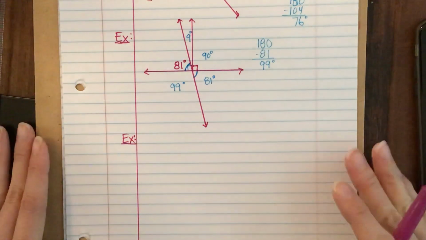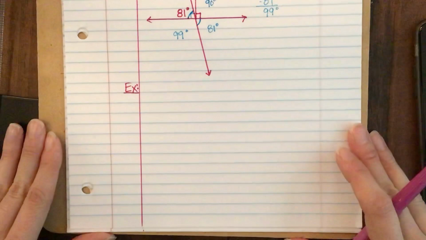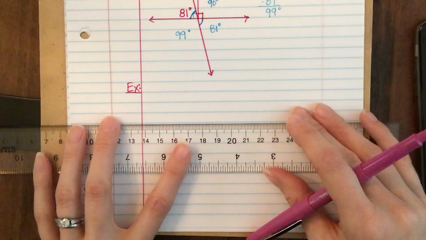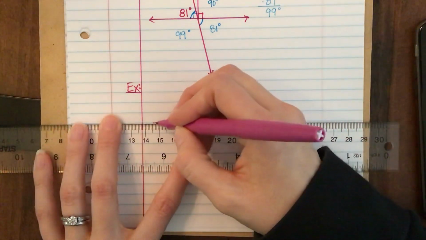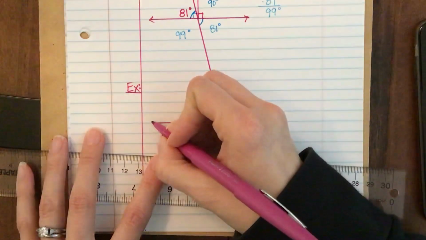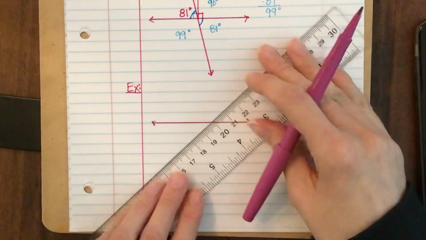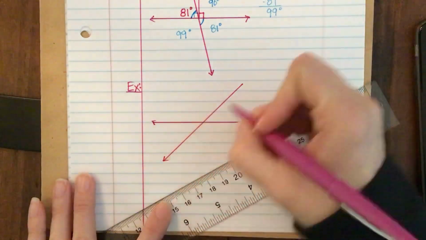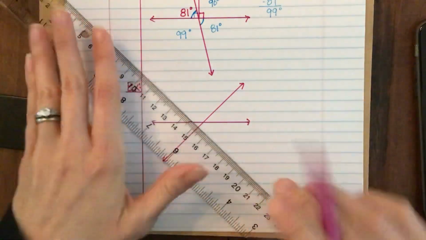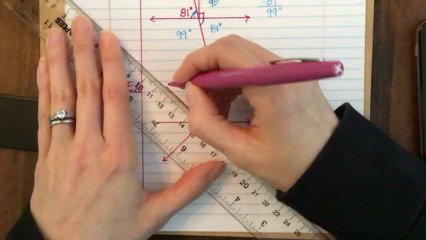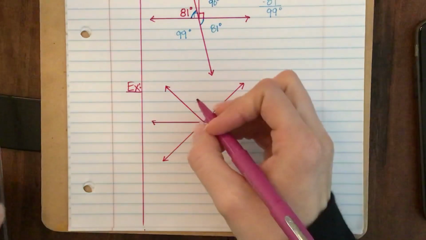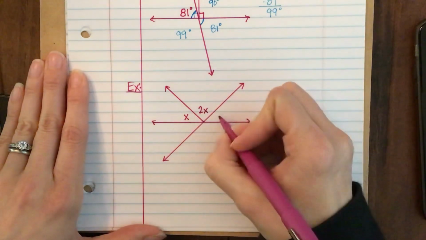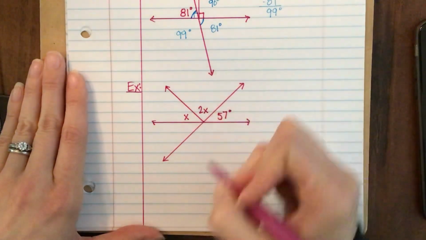Okay, one last problem for today, and then I'm going to have you try some of these on your own. So let me draw the picture first. All right, let's see what we are given for this problem. We're given that this is x, this is 2x, and this is 57 degrees.